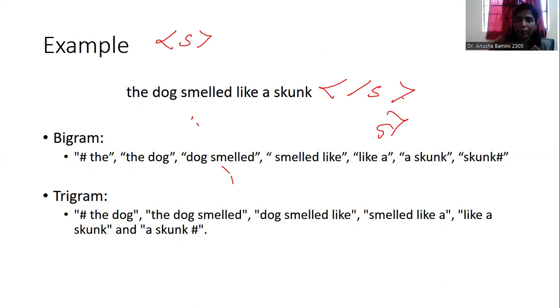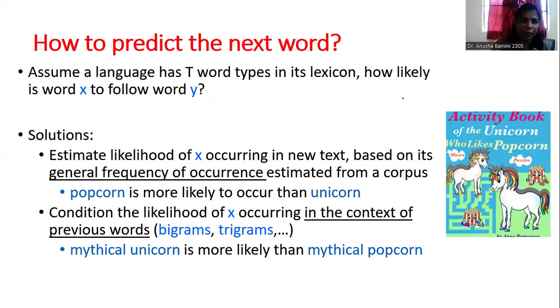In the same way, if a sentence is given to you, assume there is a start tag at the beginning of the statement and an end tag at the end. In this manner the bigrams can be split for a given sentence. So how do we predict the next word?